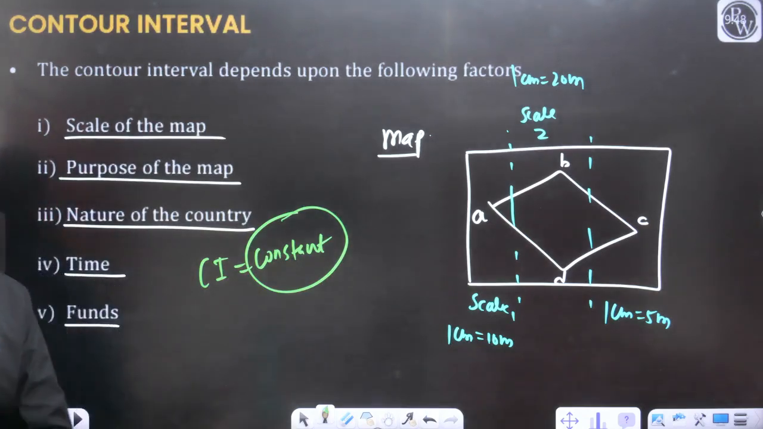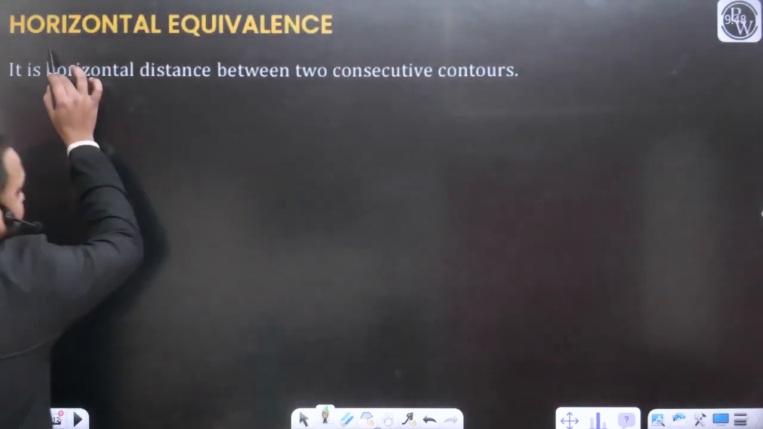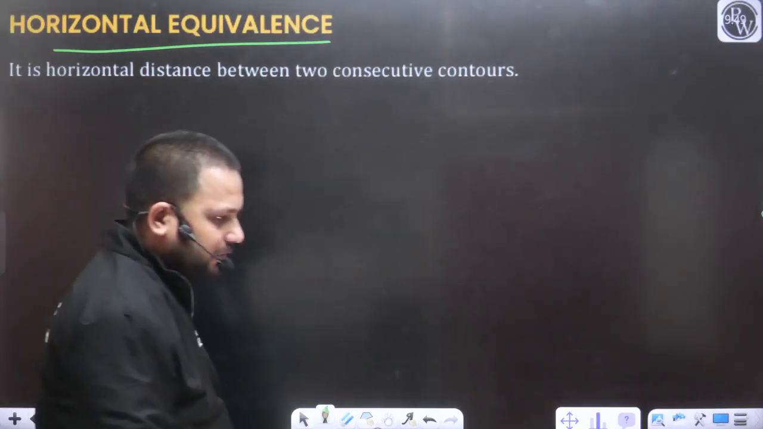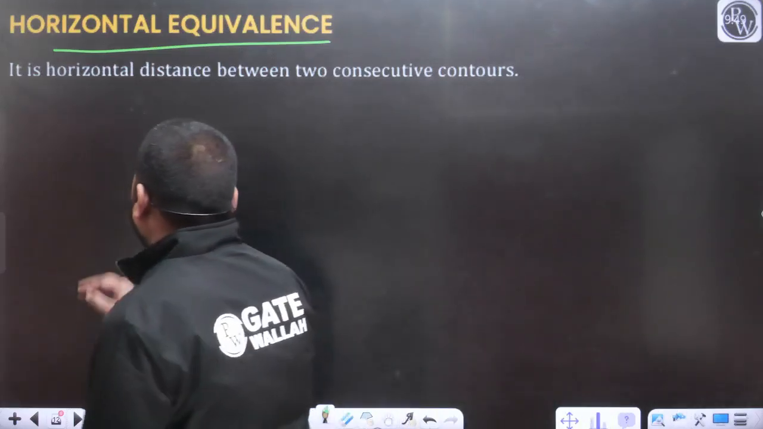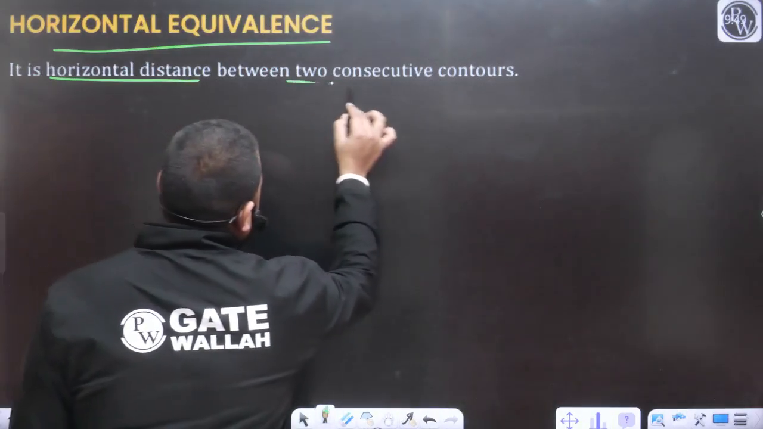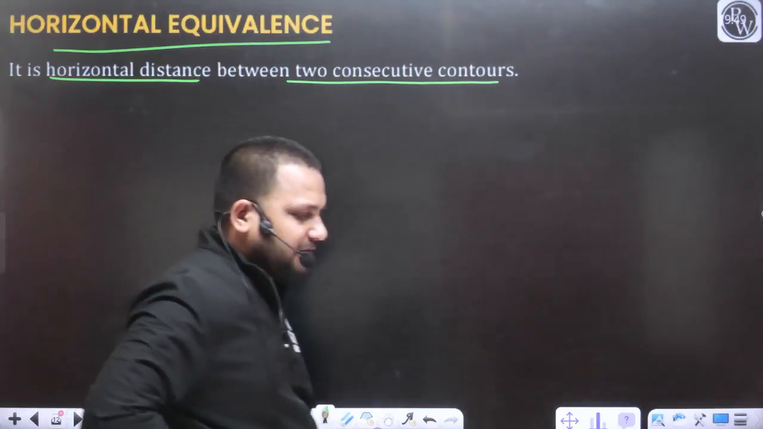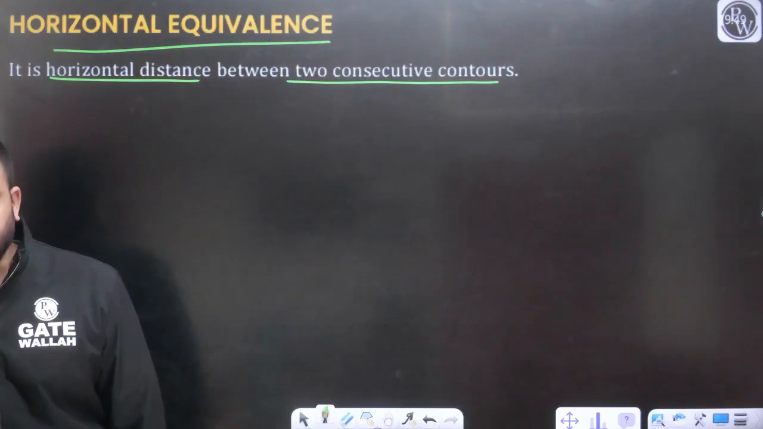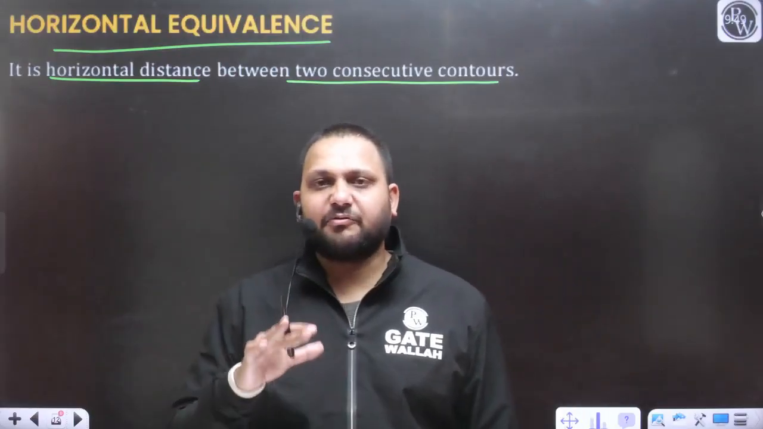Now I want to define one more term, and that term is the horizontal equivalence. So first try to understand what this term horizontal equivalence is. How can you define the horizontal equivalence? It is the horizontal distance between two consecutive contours. Like the contour interval was the vertical distance between two consecutive contours, similarly the horizontal equivalence is the horizontal distance between two consecutive contours.